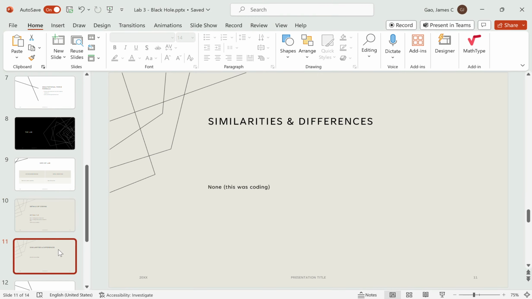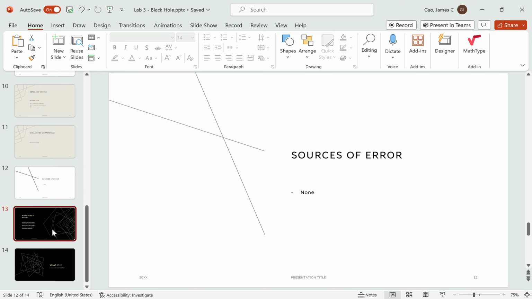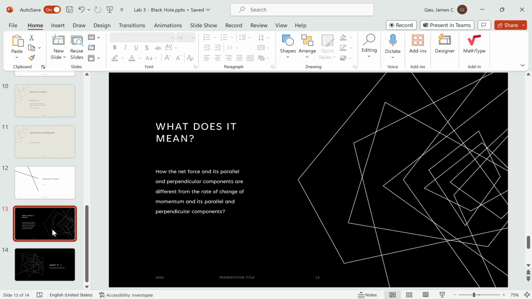There weren't really any similarities and differences because this is just coding. Sources of error, not really any, because this is just code again. So to answer the what does it mean question, there's not really a difference between the rate of change of momentum, and its parallel and perpendicular components, and the net force and its parallel and perpendicular components, because those things are equal to each other.